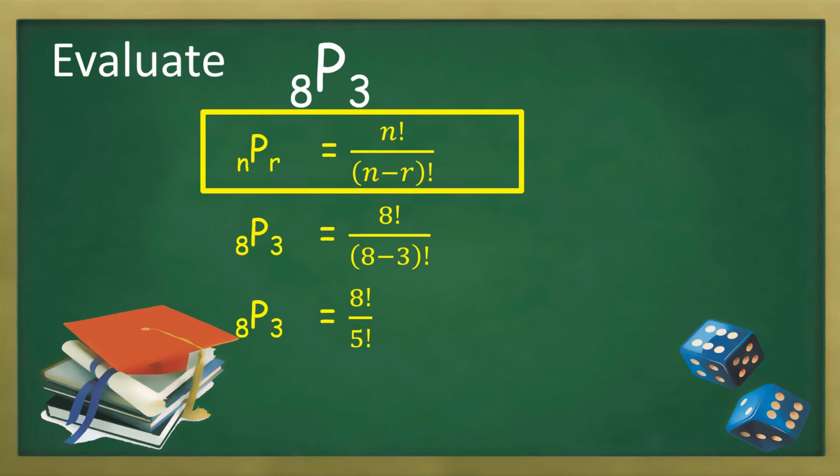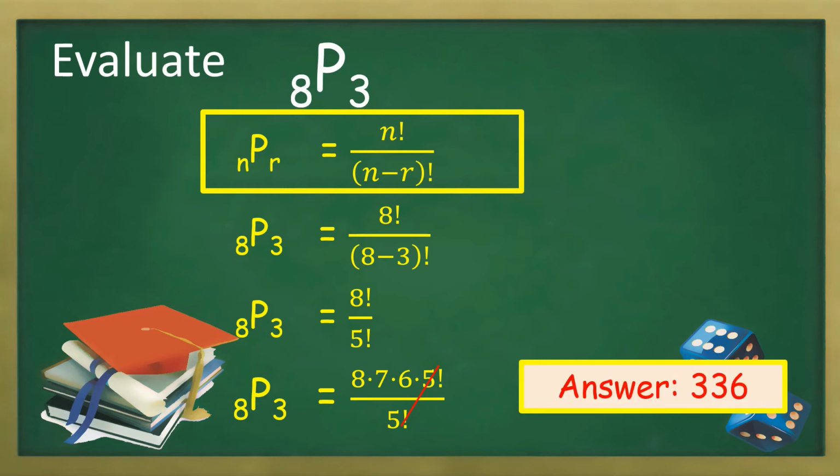Using recurrence relation on your factorial, we will expand 8 factorial up to 5 factorial, and that will give us 8 times 7 times 6 times 5 factorial. So we do this so that we can cancel the 5 factorial on the numerator and the 5 factorial on the denominator. And we will have 8 times 7 times 6 as our remaining numbers. So multiplying these numbers will give you 336.